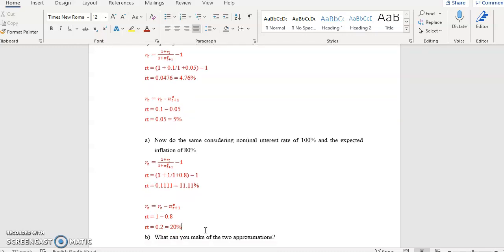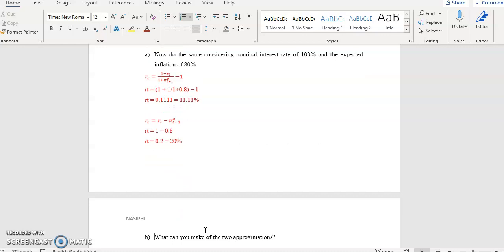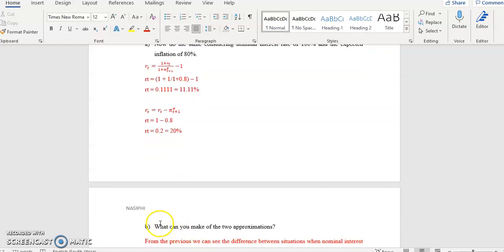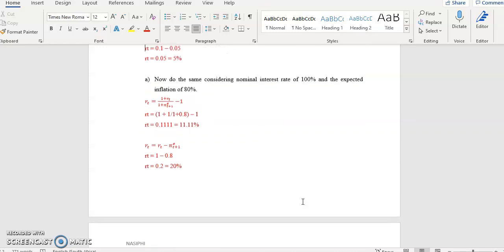Okay, so that is all that is required from you. You just take your equations, substitute the figures for the nominal interest rate and the expected inflation, and then you calculate and give the answers. The following question says, what can you make of the two approximations? So looking at these answers, what can you make of them?